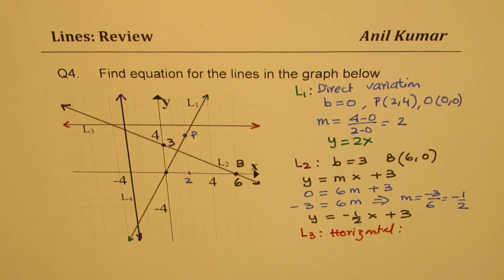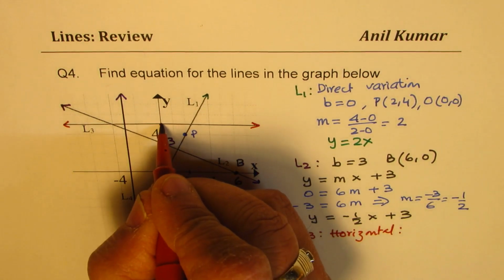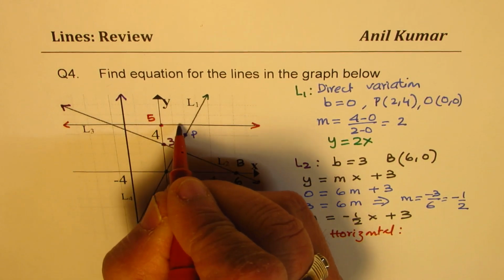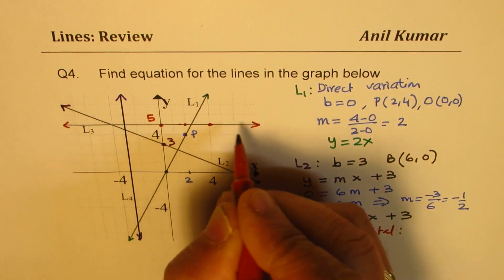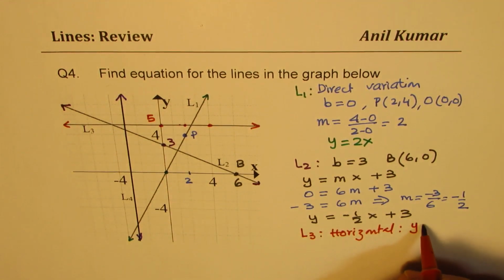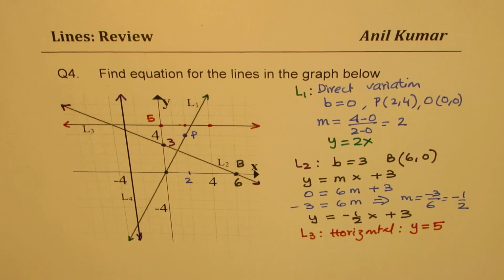So what is going to be the equation? Every point the value is 5, and this value 5 is for the y value. So it should be y equals 5, correct? The last line, line 4, which is very bold here, is a vertical line.